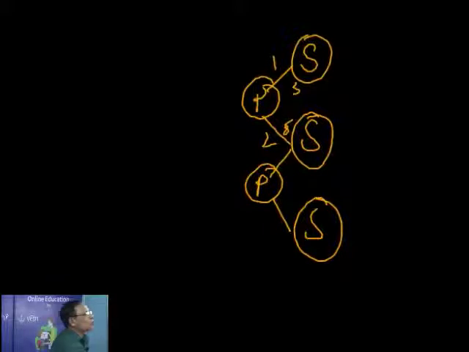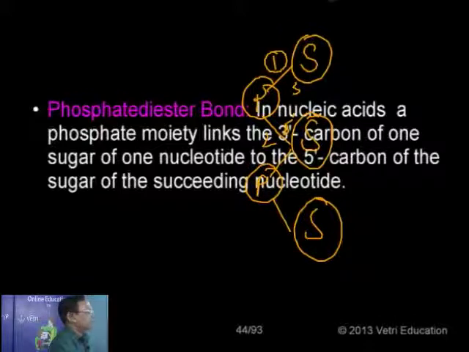So this is one ester linkage formed between the third carbon and the phosphate group. This is another ester linkage formed between the fifth carbon atom and the phosphate group. So on either side, you see that one, two ester linkages, one on either side of this phosphate group. This is called phosphodiester linkage. So I'll show you the picture.